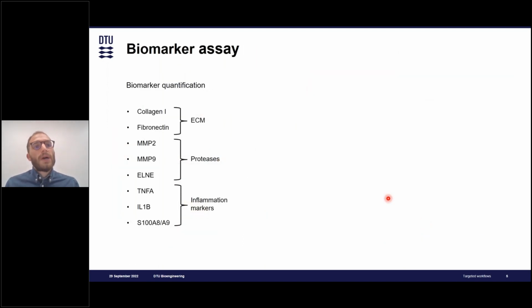So for this biomarker assay, we wanted to monitor a set of proteins, 9 in total, that were involved in different stages of wound healing. So we have a complete picture of what's going on, we decided to monitor collagen and fibronectin as extracellular matrix proteins, a few proteases that are involved in wound healing, as well as inflammation markers such as TNF-alpha, interleukin-1 beta, and calprotectin.